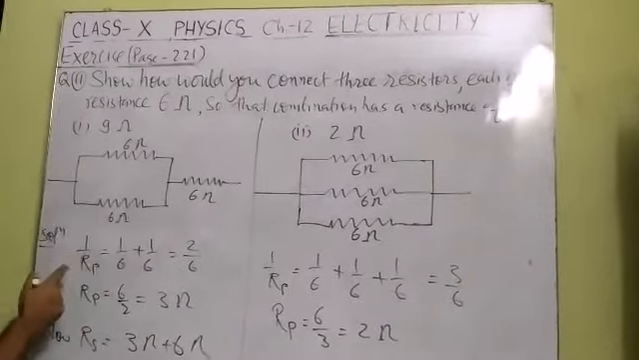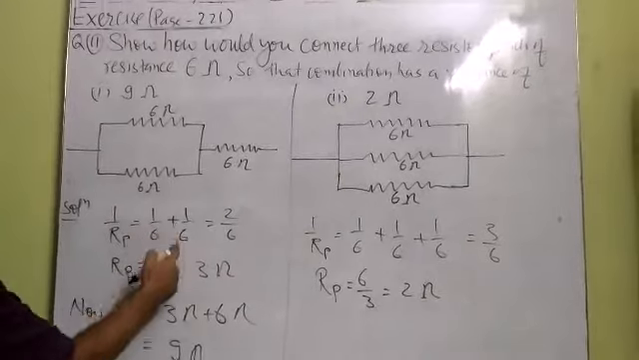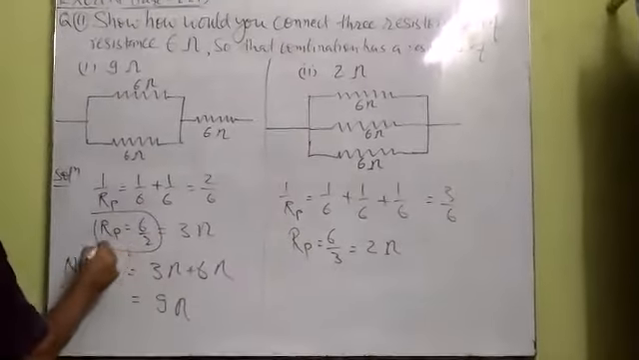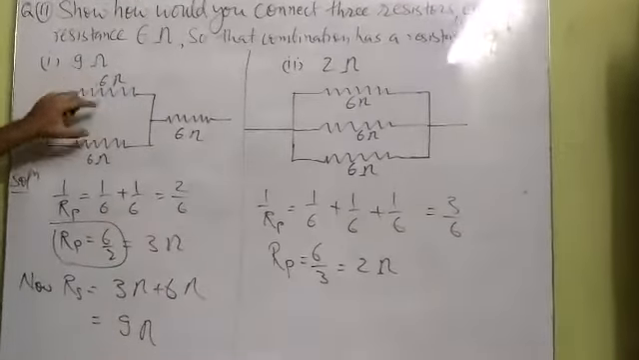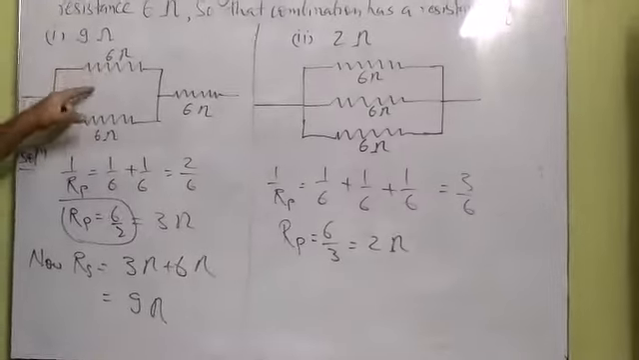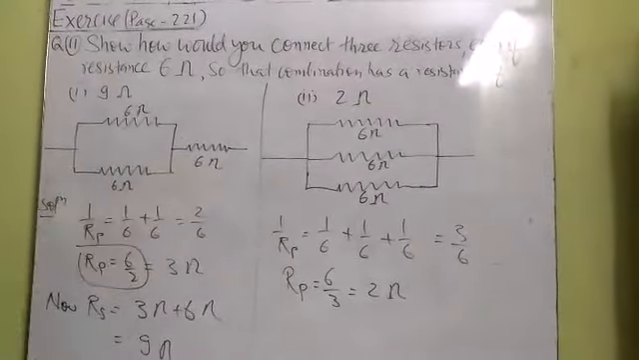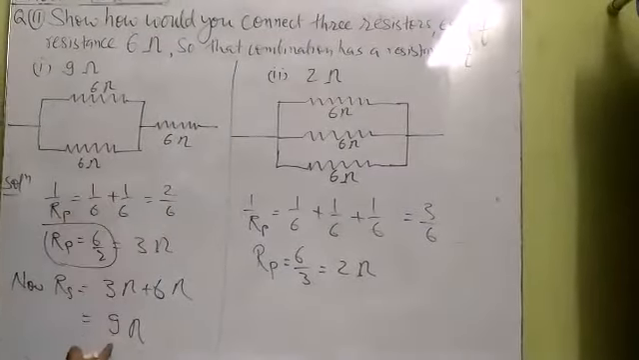We will first calculate the equivalent resistance of this parallel combination. 1 by Rp is 1 by 6 plus 1 by 6, which is 2 by 6. The reciprocal of this gives Rp, which is 6 by 2, 3 ohm. It means the equivalent resistance of these two resistors will be 3 ohm. Now this 3 ohm resistor will be connected with a 6 ohm resistor in series. That is why the total resistance will be 3 plus 6, means 9 ohm.